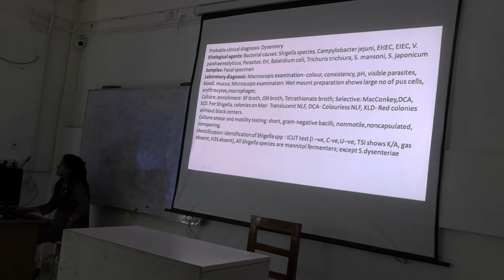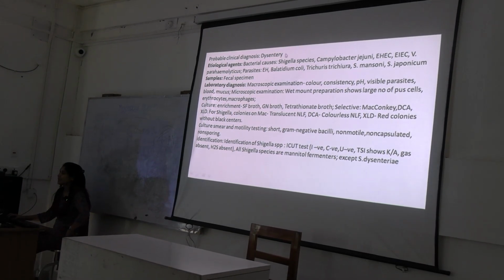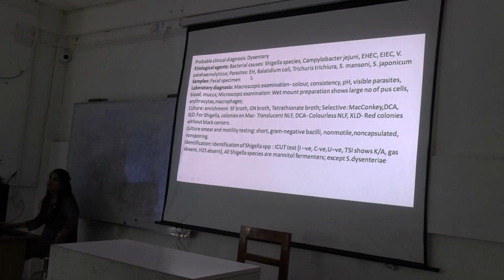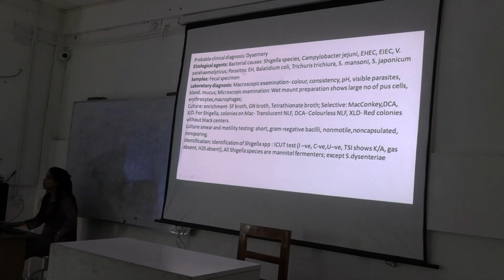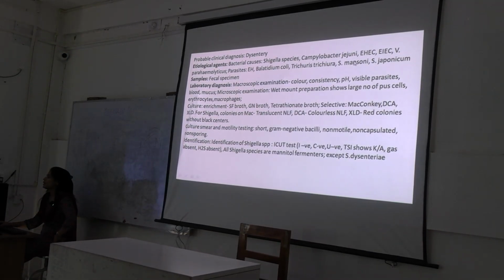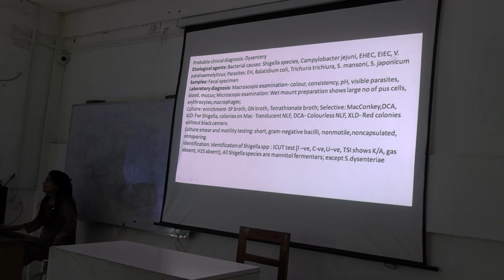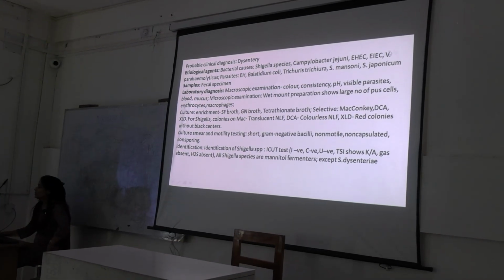Okay. EHEC, EIEC. What is that? Enterohemorrhagic and enteroinvasive E. coli. These two Escherichia coli are implicated in dysentery. Then Vibrio parahemolyticus. There are some parasites such as Entamoeba histolytica, Balantidium coli, Trichuris trichiura. What is this? Schistosoma mansoni and Schistosoma japonicum.